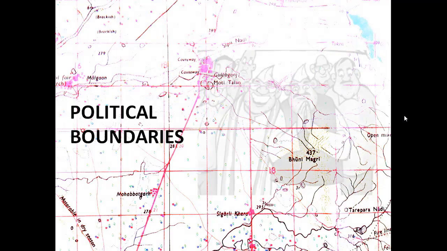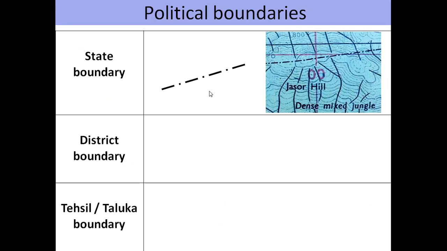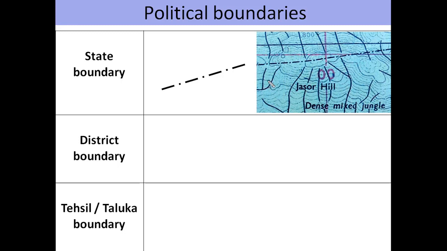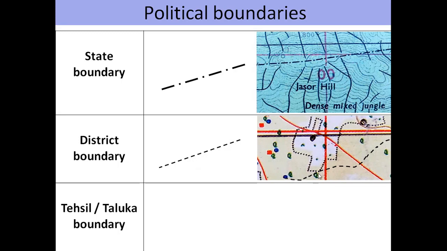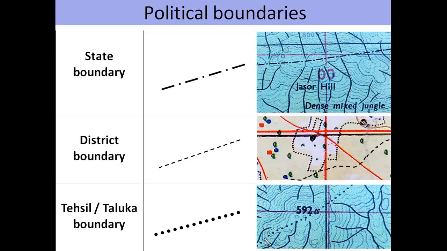We learn about political boundaries, how they have been shown on a topographical map. State boundary: a single black line, in between there are black dots, as you can see on the map extract. District boundary: a single black line has been drawn on the map, it is broken, as you can see on the map extract. Tehsil and taluka boundary: a dotted single line shown on the topographical map.